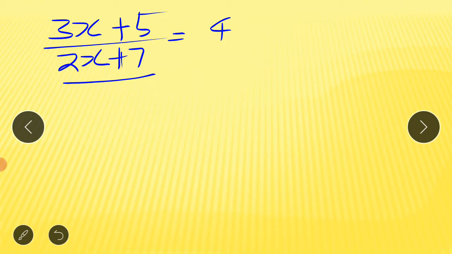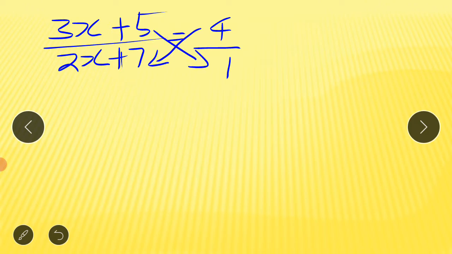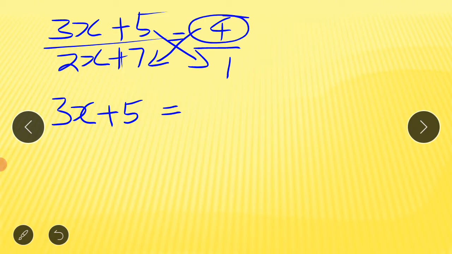If we get an equation like this, we can solve it by the cross multiplication method. So here, hiding denominator 1, we can do cross multiplication. So let's multiply 3x plus 5 into 1. So we will get the same, is it? 3x plus 5 into 1, 3x plus 5. Then 4 into 2x plus 7.